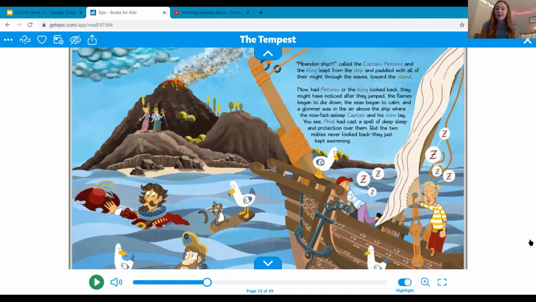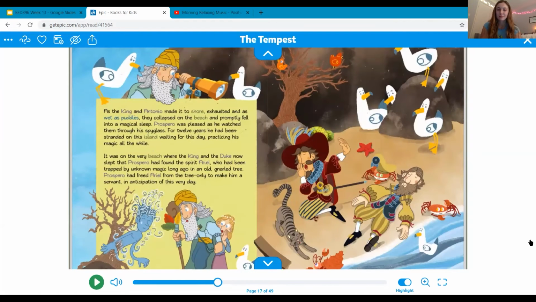You see, Ariel had cast a spell of deep sleep and protection over them. But the two nobles never looked back. They just kept swimming. As the king and Antonio made it to the shore, exhausted, as wet as paddles, they collapsed on the beach and promptly fell into a magical sleep.